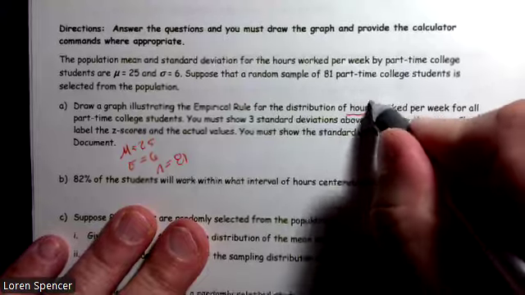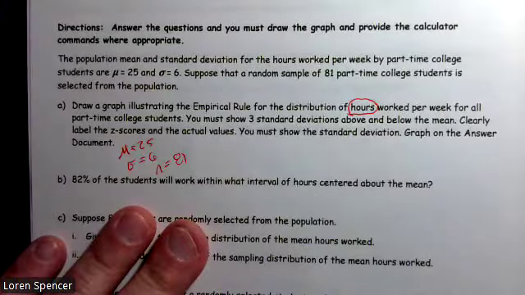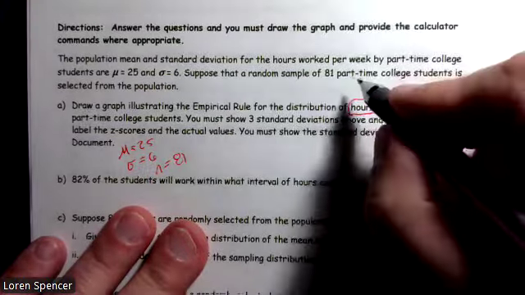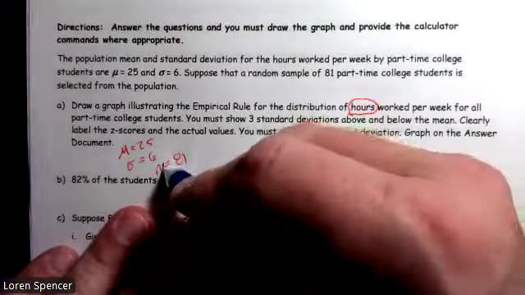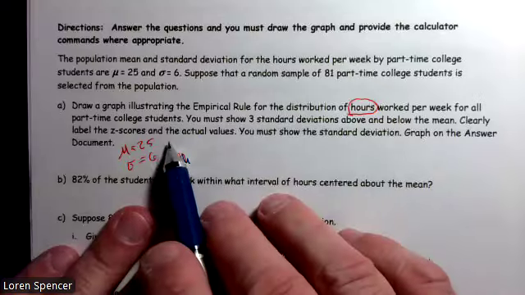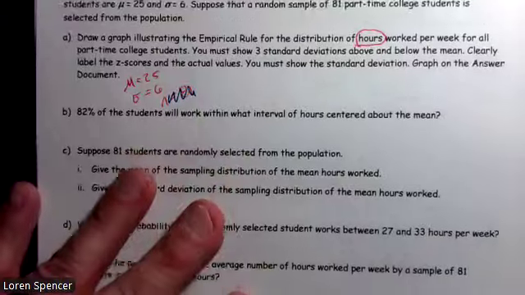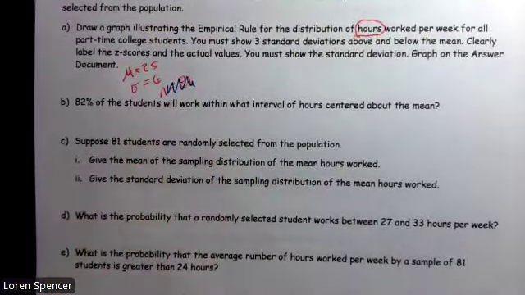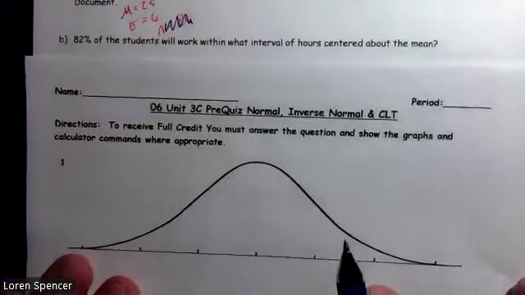Okay, this is important. This is hours worked. This is not average. It doesn't say anything about the average. And since it doesn't say anything about the average, I really don't even care about the sample size in this case. These will be the values we're working with, clearly labeled as z-scores and actual values. You must show the standard deviation graph on the answer document. All right, so in this case, this should be pretty easy.